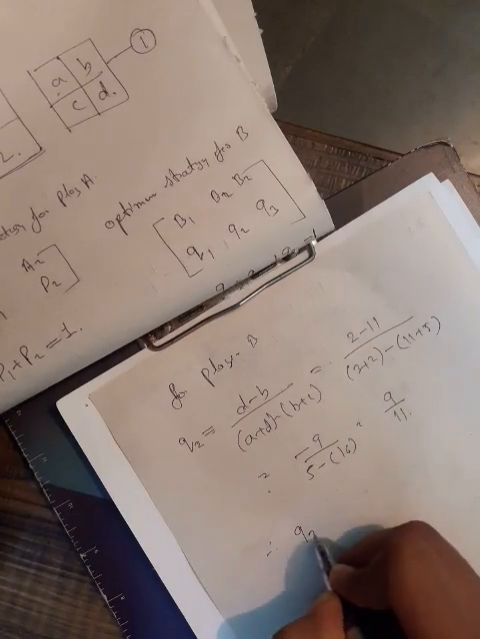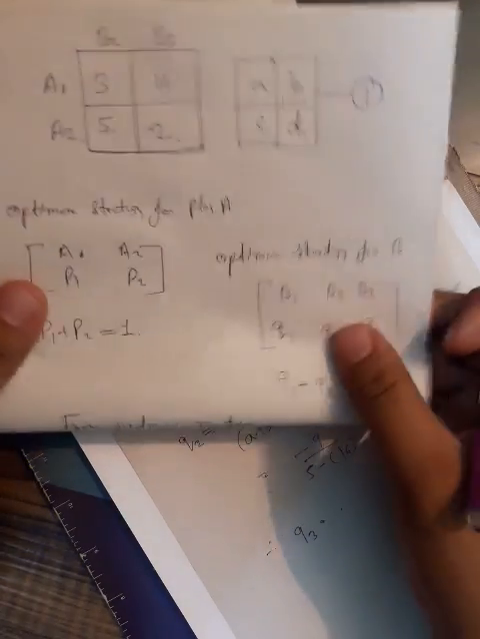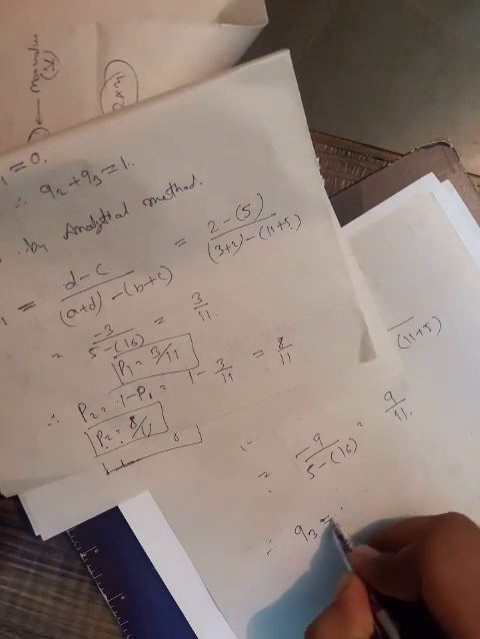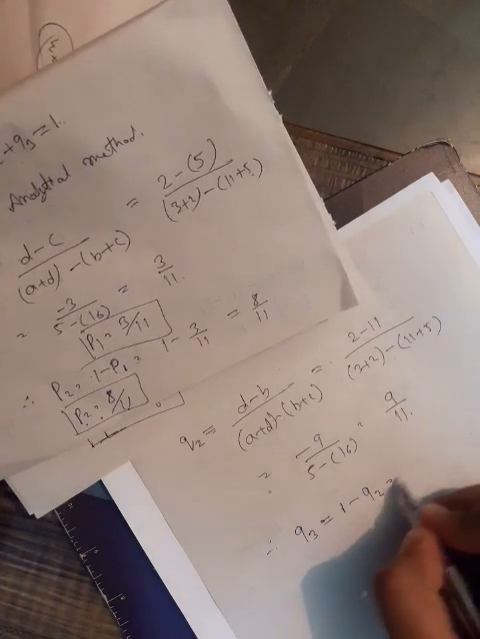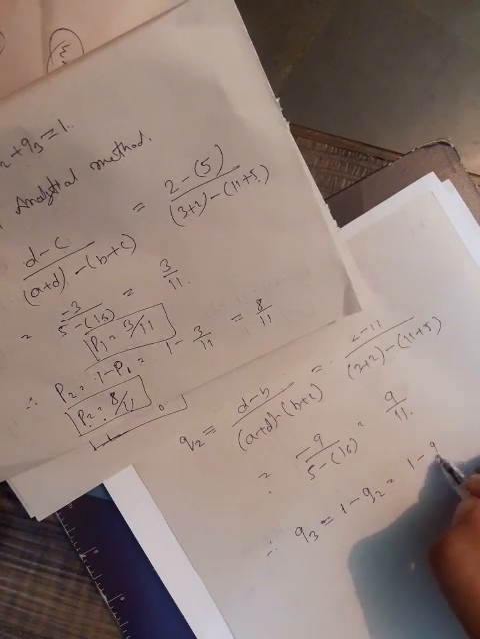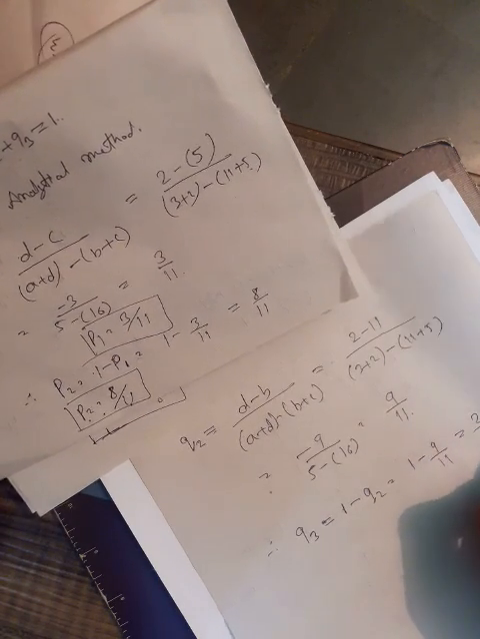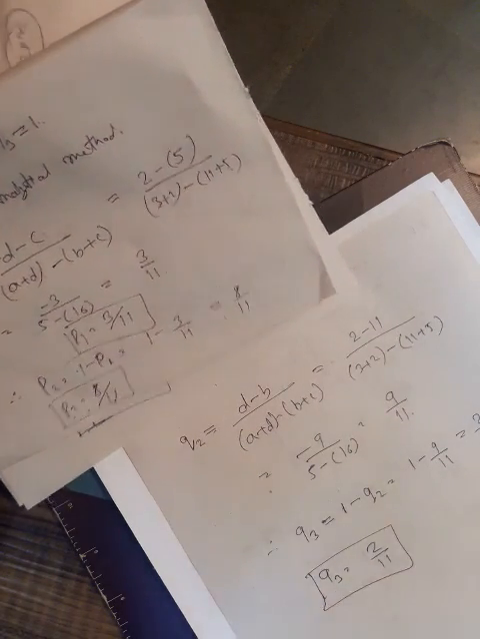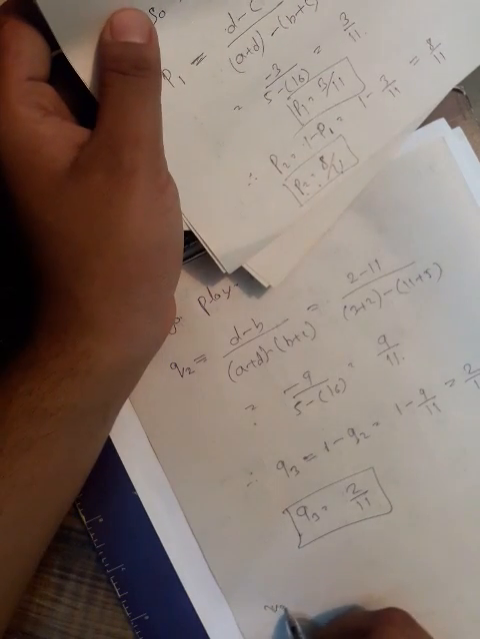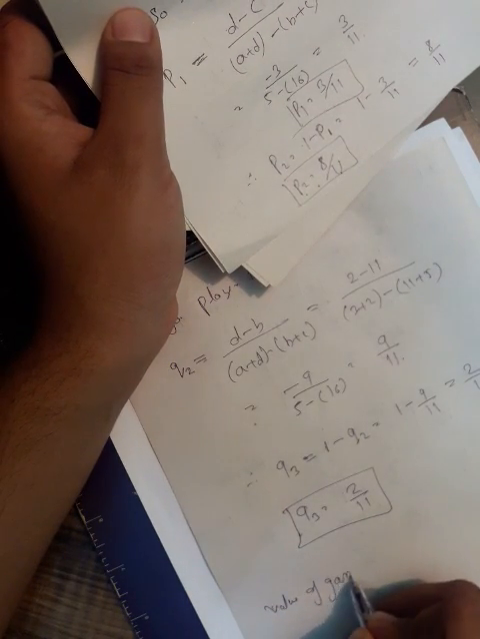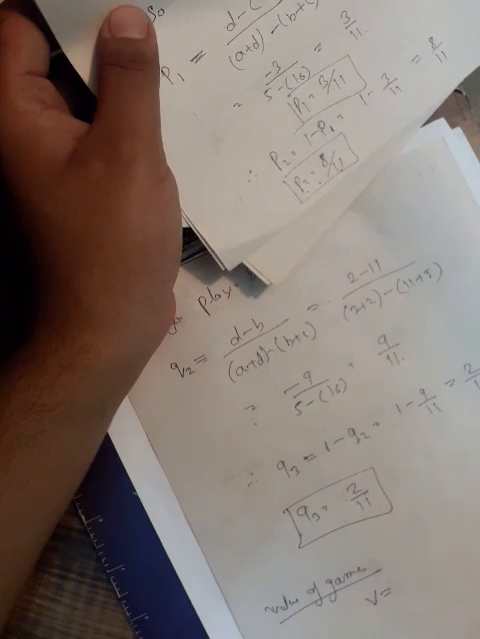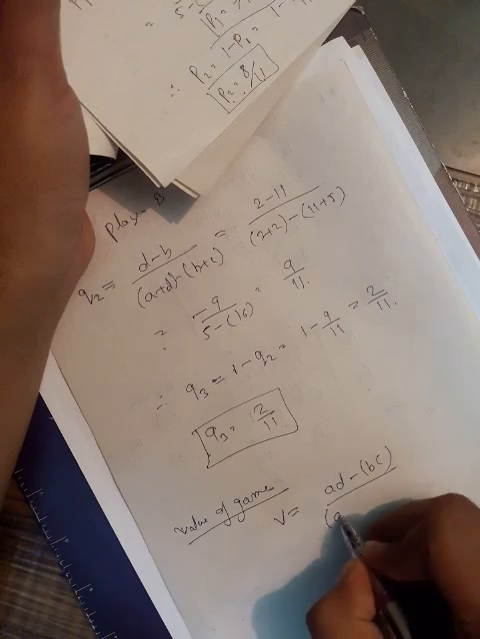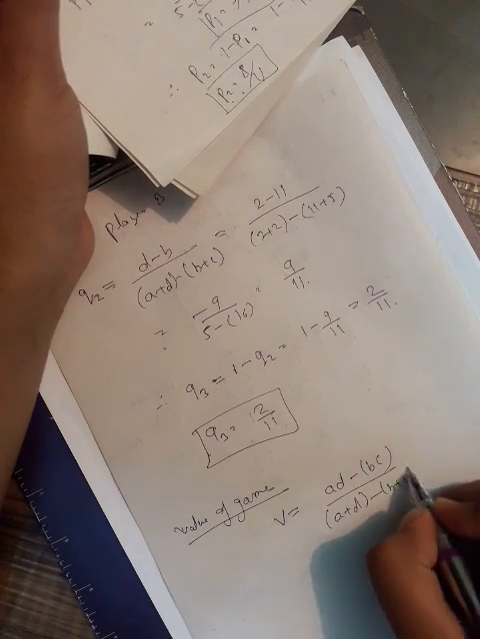Therefore Q3: since we have Q2 plus Q3 equals 1, Q3 is 1 minus Q2. Therefore 1 minus 9 by 11 is 2 by 11. Q3 is 2 by 11. Now the value of the game. The value of the game is given by AD minus BC divided by A plus D minus B plus C.